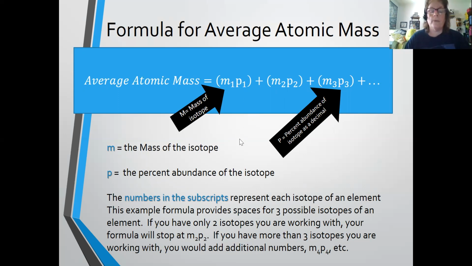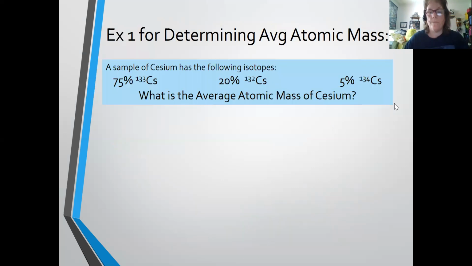Okay, the numbers in the subscripts just represent each isotope, so you don't get them mixed up. This formula provides spaces for 3 possible isotopes of an element. If you have only 2, then of course you'll drop off this one right here with the M3P3. If you have 4 or more, then you're going to add some to the formula. All right, so let's look at an example.